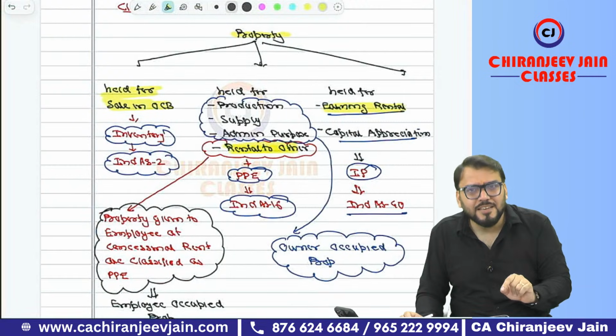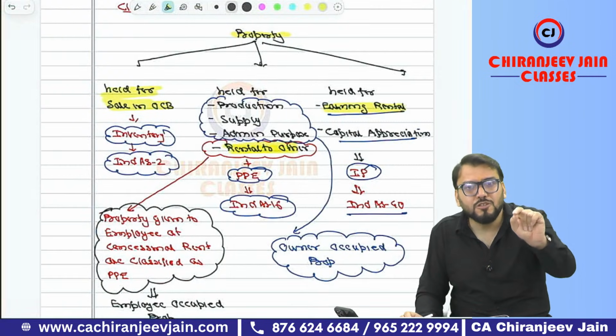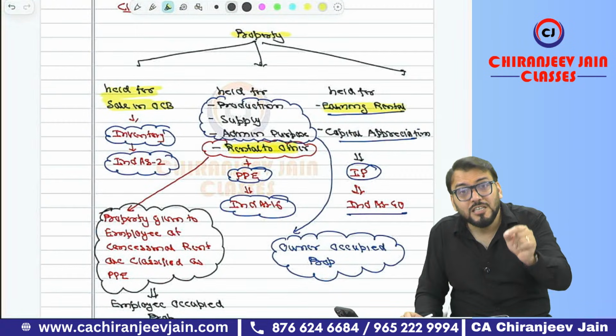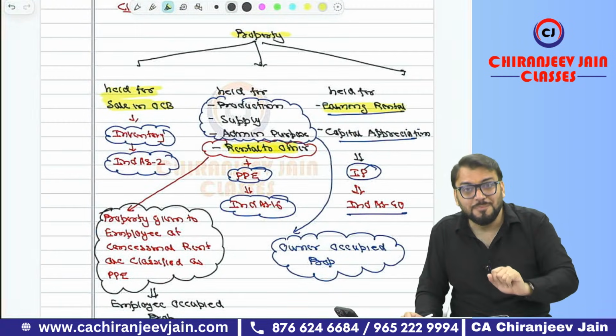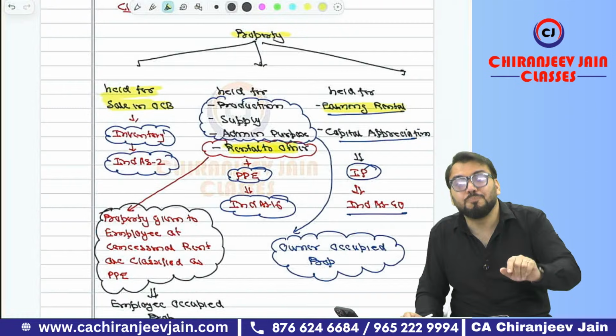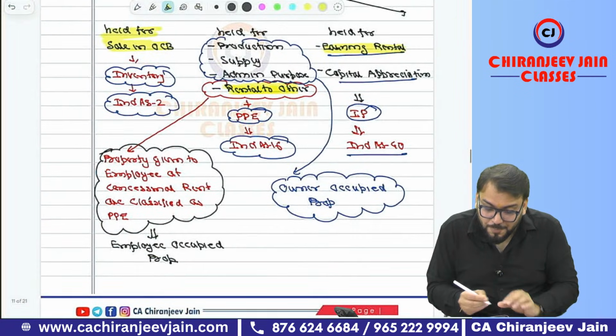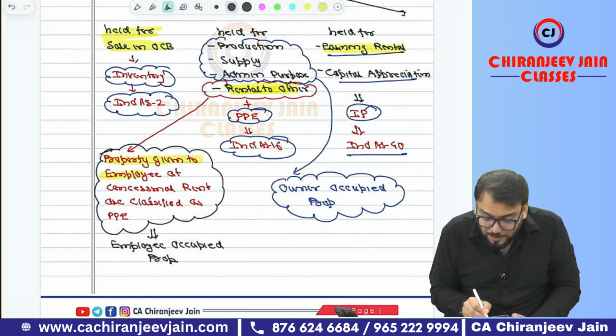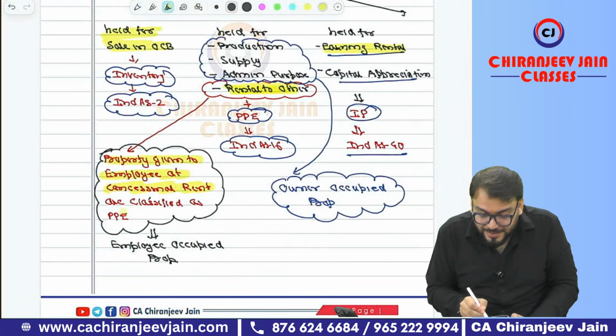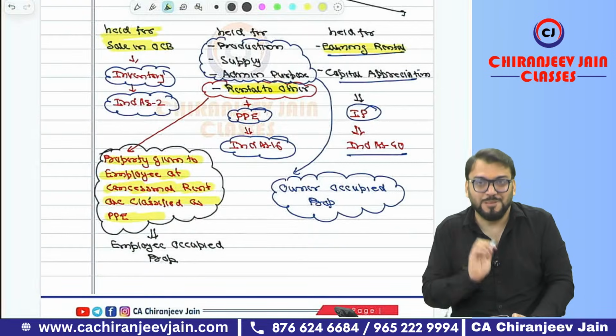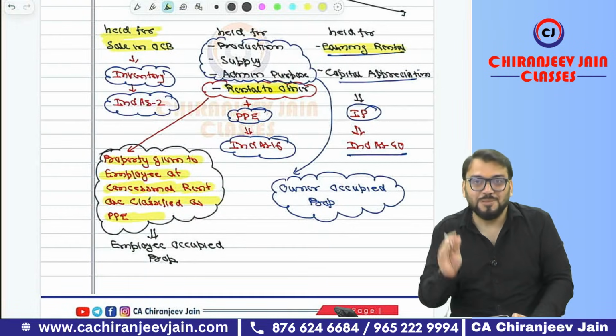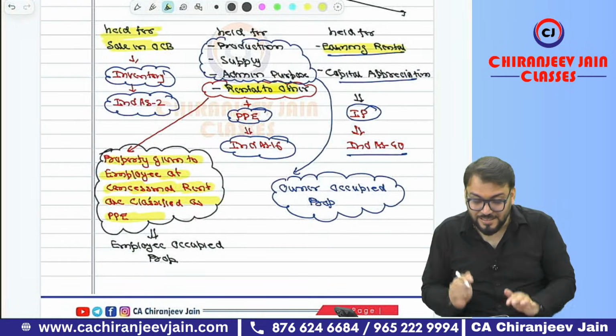Then in that case, whatever property you have given to your employee is also given on rent, but not for earning rental income, and therefore it will fall under the definition of PPE. Means any property given to an employee at concessional rent, not for earning rental income, is classified as PPE. Understood? Correct?